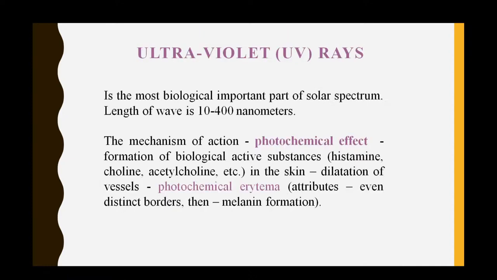Ultraviolet rays are the most biologically important part of the solar spectrum. The mechanism of action is a photochemical effect: formation of biologically active substances, histamine, choline, acetylcholine in the skin, which cause dilatation of vessels. It will be photochemical erythema. Attributes of photochemical erythema: evenly distinct borders, then melanin formation.